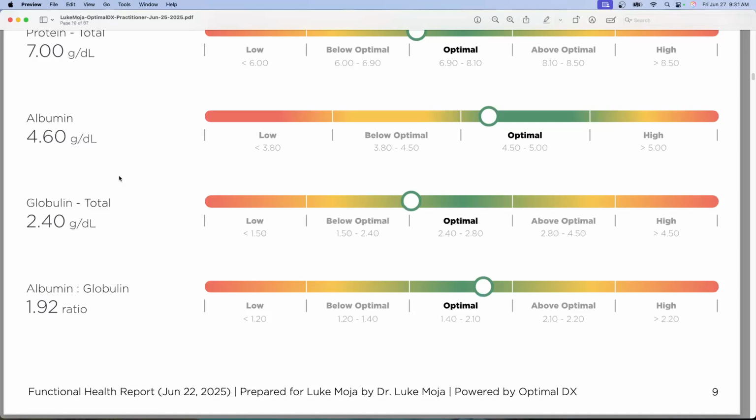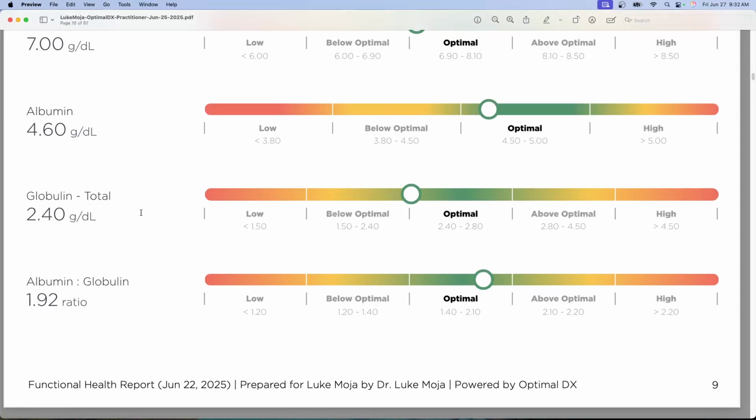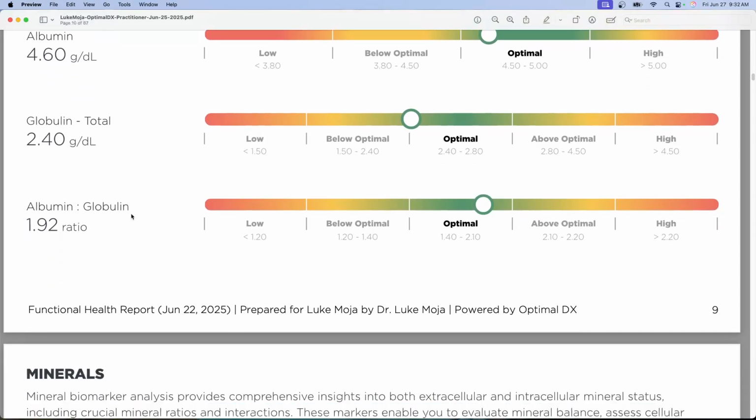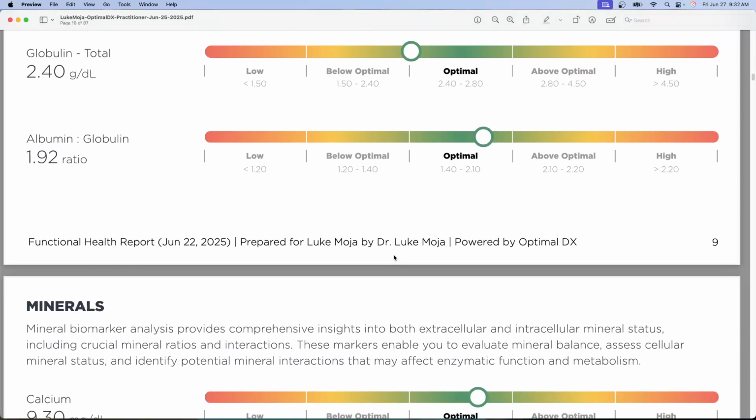For example, if it's low, that can be an indicator of inflammation in the digestive tract or some kind of immune insufficiency. If that's high, that can indicate an overactive immune system, or we potentially start looking at some immune issues. Even in some cancers and things like that, globulin can be off. So the albumin globulin ratio you can see is good. That's in the optimal range.